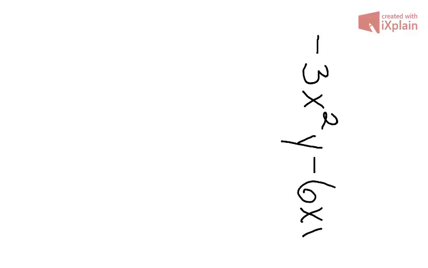Okay, so our first question comes from number 79 on page 328 of your textbook. Number 79 reads as follows. So we have negative 3x squared y minus 6xy squared. And the directions for this tell us that we want to factor out a negative of the GCF.